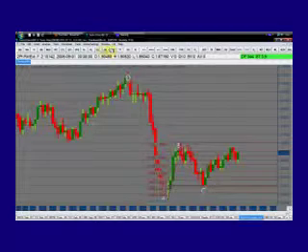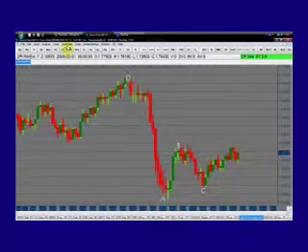I'm going to remove my last line. If you are an experienced trader and you think that I'm speaking very slowly, forgive me, I'm doing this on purpose for new traders.